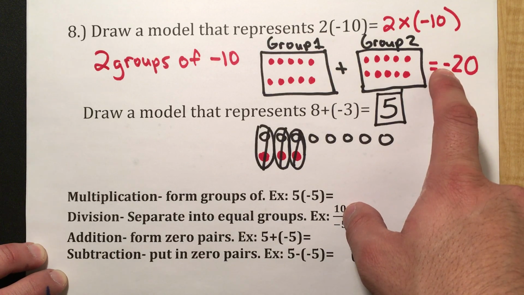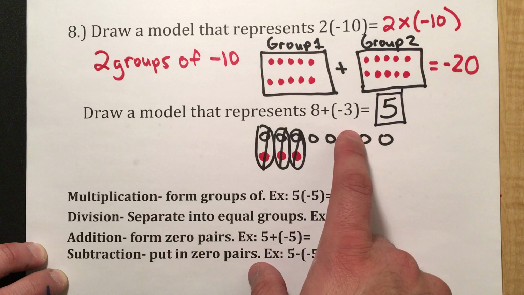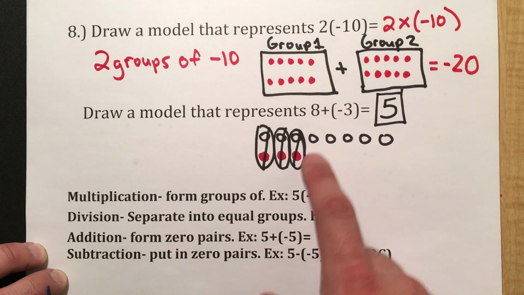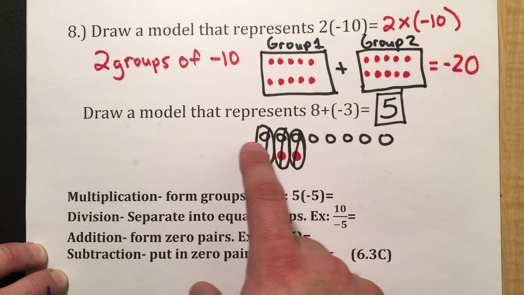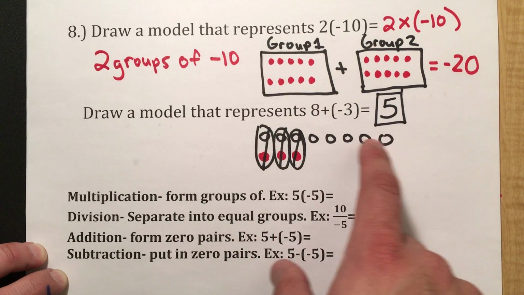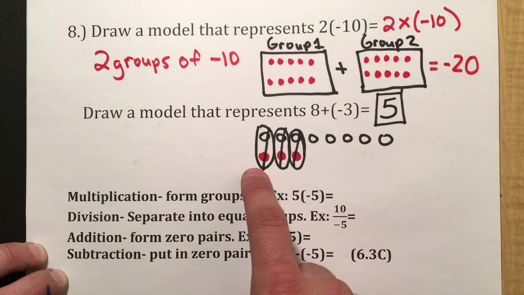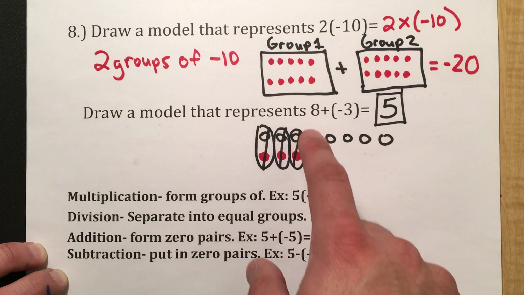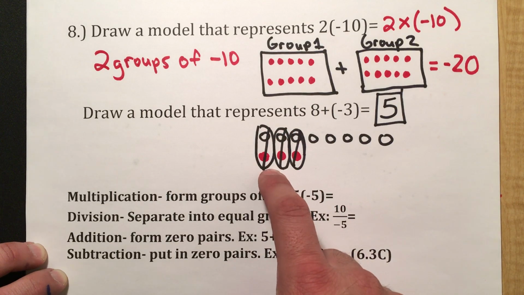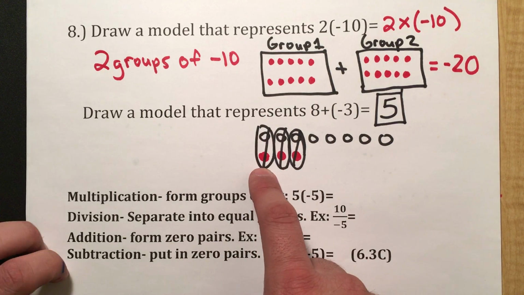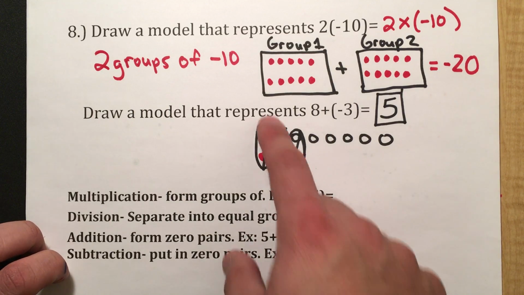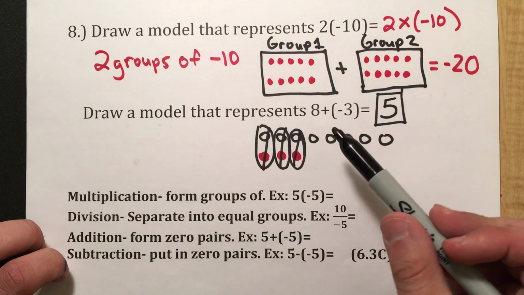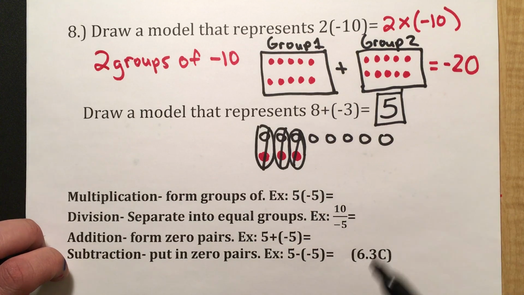It's very important. Okay? Whenever we're adding integers, say we're adding a positive with a negative, what are we going to do? We're going to form zero pairs. We're going to draw a picture of all of our positive units and a picture of our negative units, and we're going to form zero pairs. A zero pair is any positive and negative that cancel out. Whenever you put a positive and a negative together, they cancel out. So what are we left with? We're left with 5 positive units. If we count them here, we have 1, 2, 3, 4, 5. That is our answer.